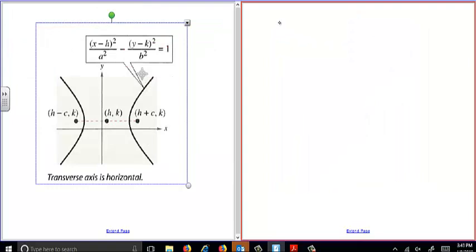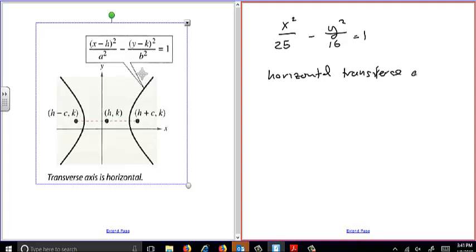Let's start with the simple one. Let's say we have x squared over 25 minus y squared over 16 is equal to 1. So this has a horizontal transverse axis.